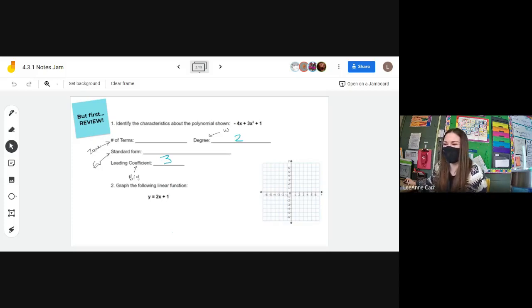Evelyn came in with the standard form as well. Awesome. We got 3x squared minus 4x plus 1. And then Zane, do you have the number of terms for me? Awesome. It is also 3. So this is the 2.0 skill that our other group is reviewing here.